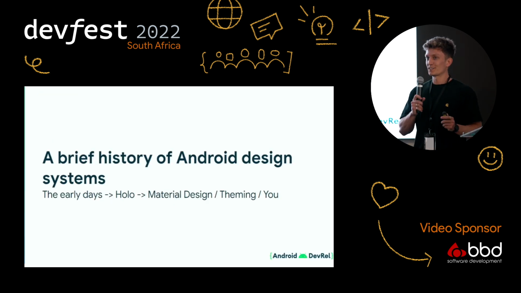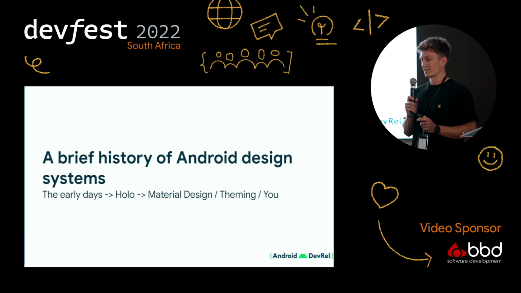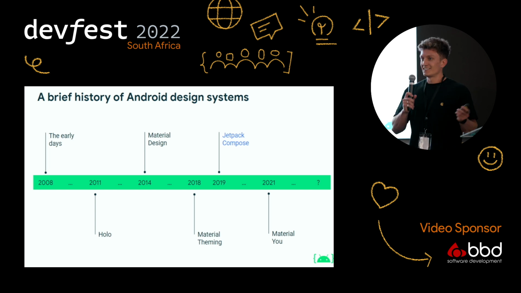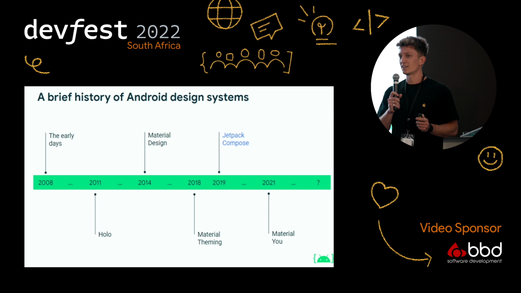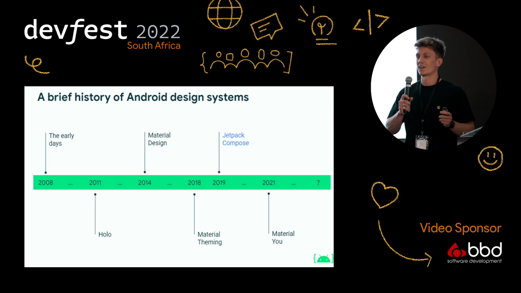So, a brief history of design systems on Android. We're going from the early days through to Holo, through to material design, so let's take a look at that. First, a timeline. Again, the early days kind of started when Android was introduced 1.0 in around 2008. We got Holo in 2011, and then material design basically took over from there from around 2014 and has seen various iterations and almost like rebrandings over the years. And somewhere along there, Jetpack Compose was introduced as well.